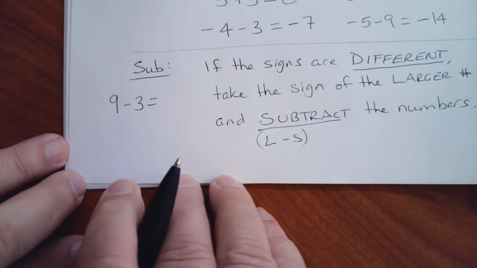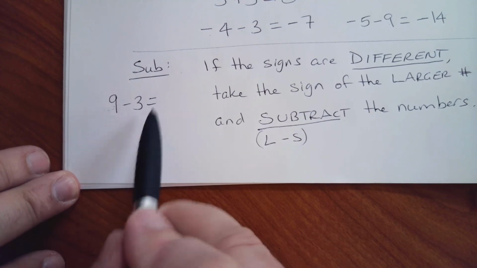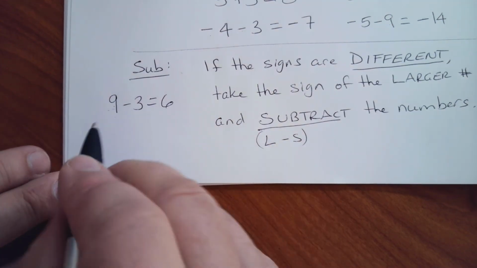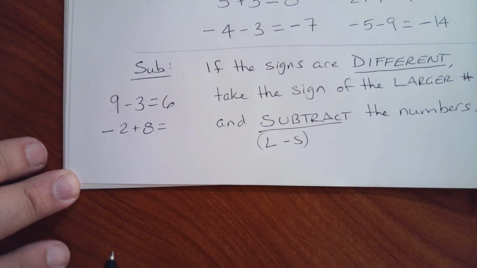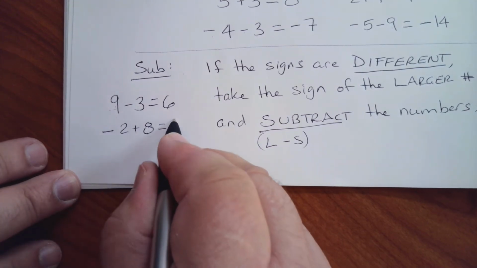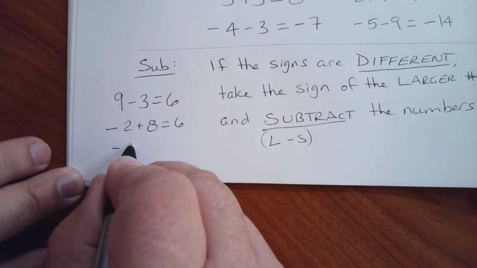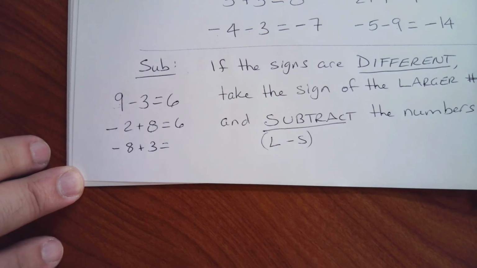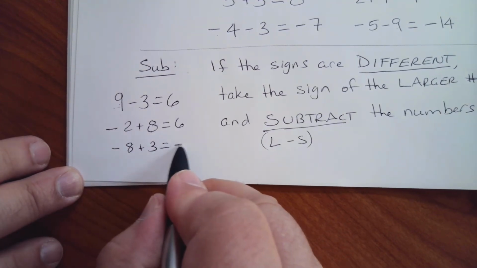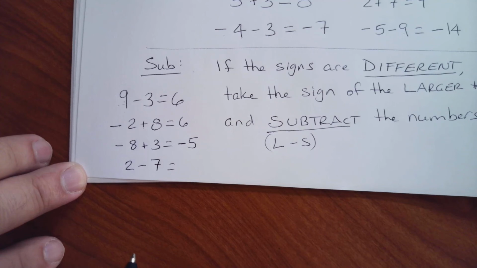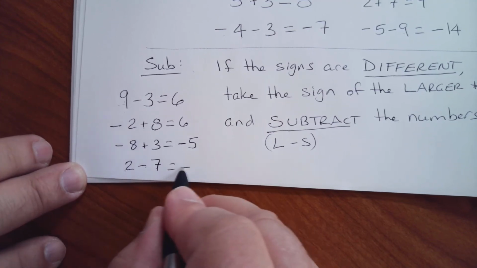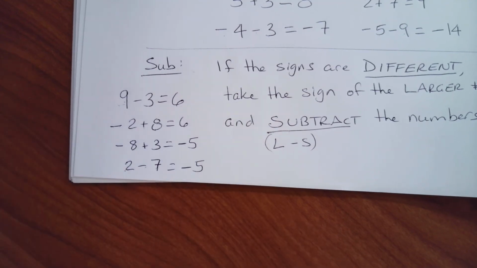Nine minus 3. They're opposite signs, positive and negative. 9's bigger, so the answer is going to be what? Positive. So 9 minus 3 is 6. Negative 2 plus 8. 8's bigger, so it's positive. 8 minus 2 is 6. Negative 8 plus 3. 8's bigger than 3, so it's negative. 8 minus 3 is 5. Two minus 7. Okay. 7's bigger than 2. It's negative. 7 minus 2 is... What do y'all think? Easy. You don't need calculators to do this kind of stuff. Once you see how these rules are really working, just do them.